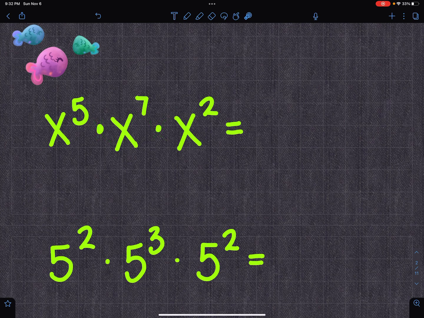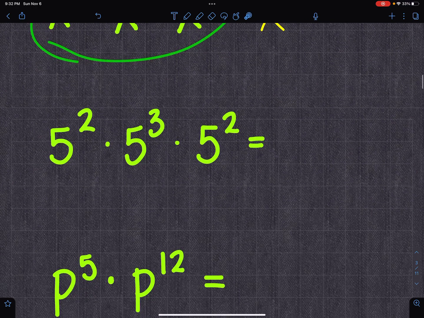All you have to do is add 5 plus 7 plus 2. And the answer is going to be x raised to the 14th power. Oh my gosh, I love it. You're just adding. It looks like something so hard, but we're just adding. Let's do the next one.